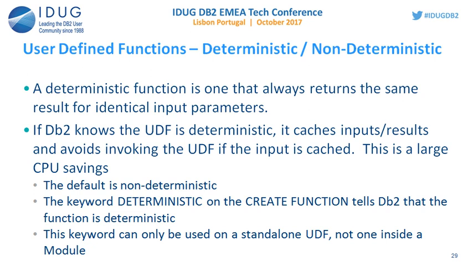So if you have a deterministic function, make sure you declare it as deterministic by using the keyword DETERMINISTIC on the create function. However, that keyword's only available on a standalone UDF. If you've created a module that has stored procedures and functions and so on, related ones, there's no place to put deterministic on those functions. So for those, it might be better to break it out and make it standalone, where you can tell DB2 that it's deterministic.